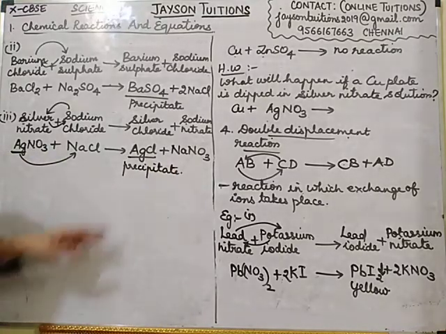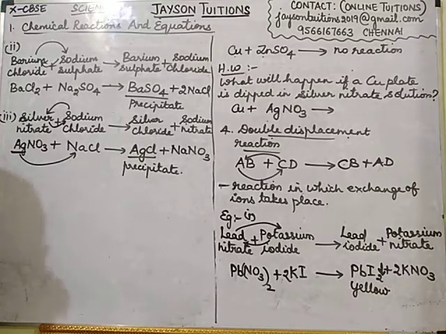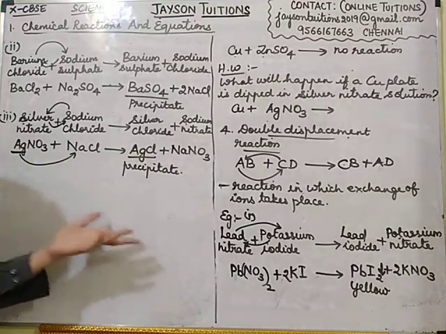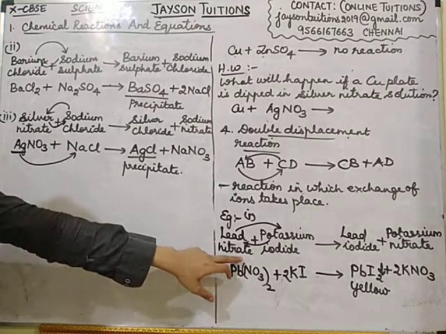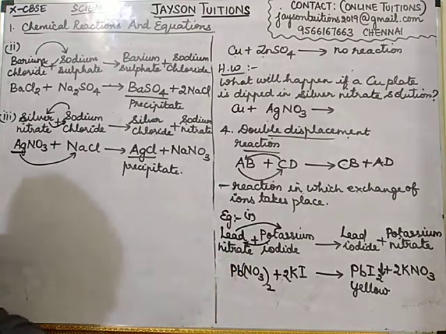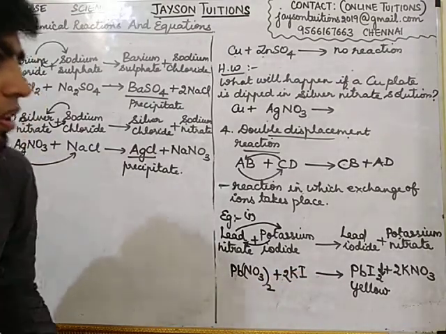These are some of the examples for double displacement reactions. Any one example which is easy for you, you can remember. This yellow precipitate example is very important. I hope you understood all these things.